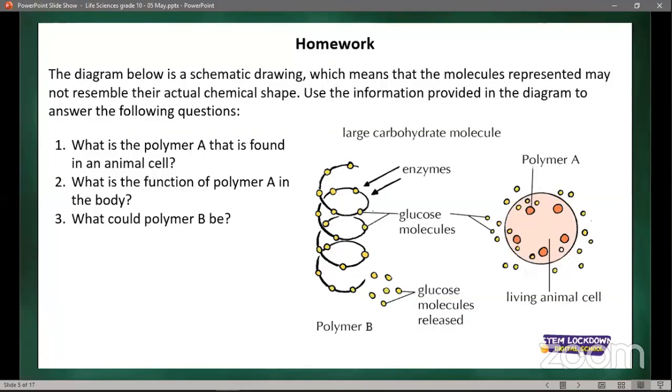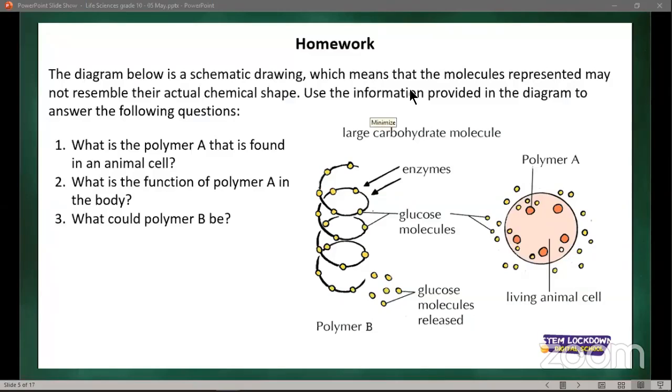Now, I gave you guys a homework. I hope most of you, if not all, did it. So I said the diagram below is a schematic diagram, which means that the molecules represented may not resemble the actual chemical shape. Now, use the information provided in the diagrams to answer the following questions. So for polymer A, we have an animal cell. And for polymer B, we have a large carbohydrate molecule. This is a large carbohydrate molecule.